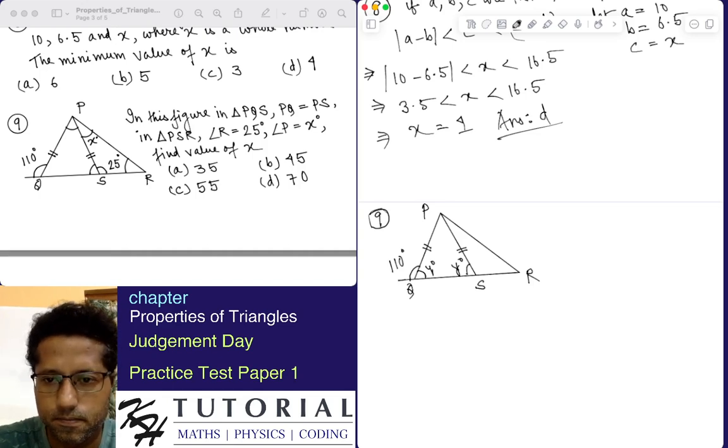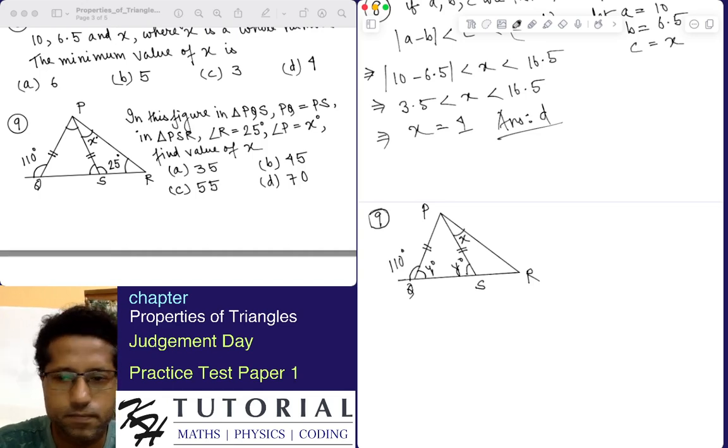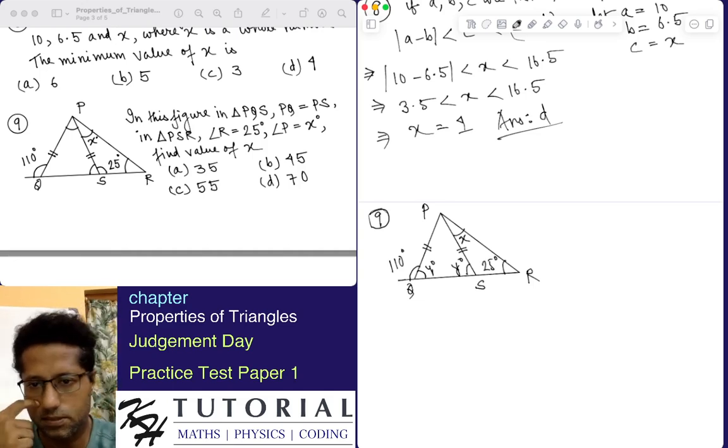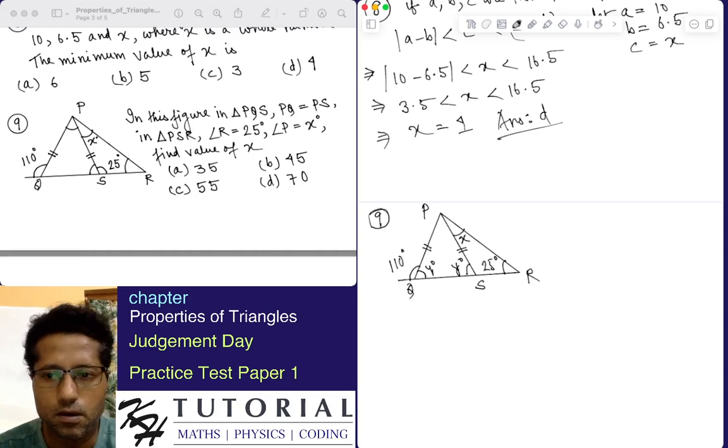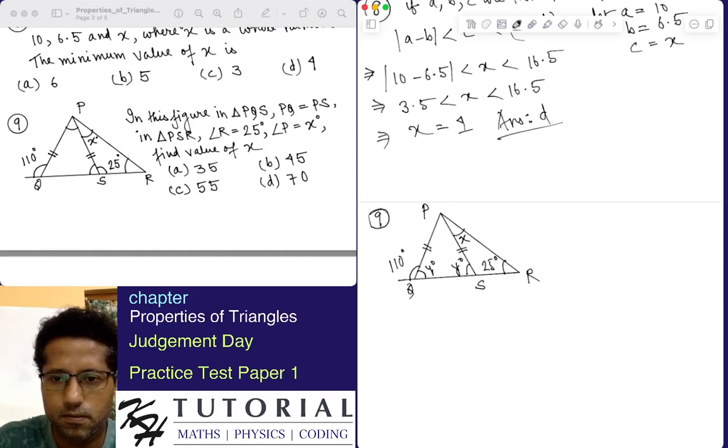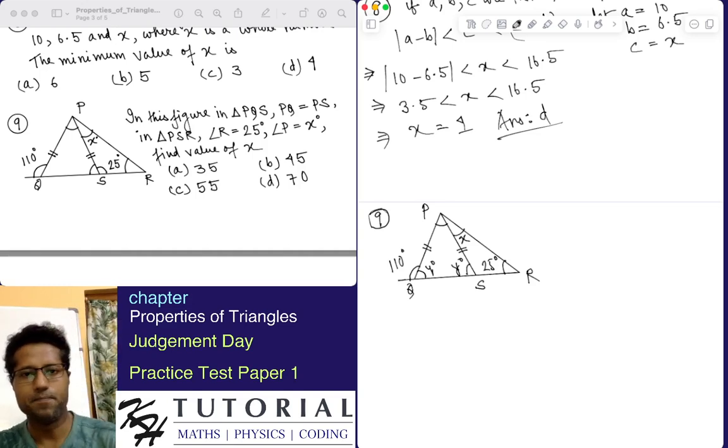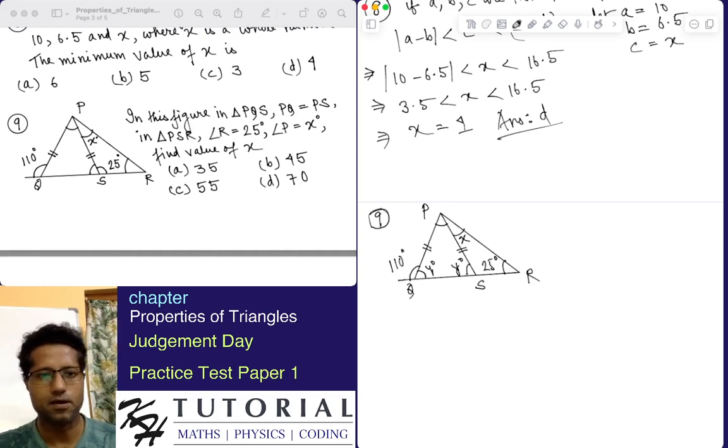Now this is x, we have to find x, and this angle is given to be 25. What else is given? PQ is PS, and angle R is 25 degree. Angle P is x degree. Angle P in the triangle PSR is x degree. Find the value of x. By angle P, it means the angle P in the triangle PSR is x degree.